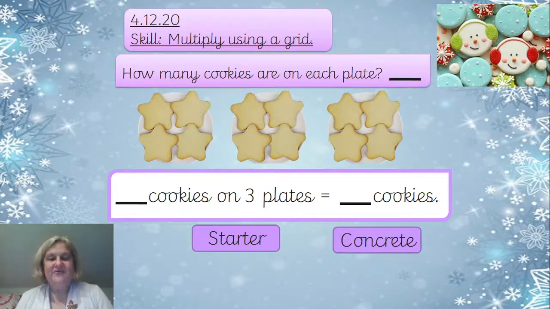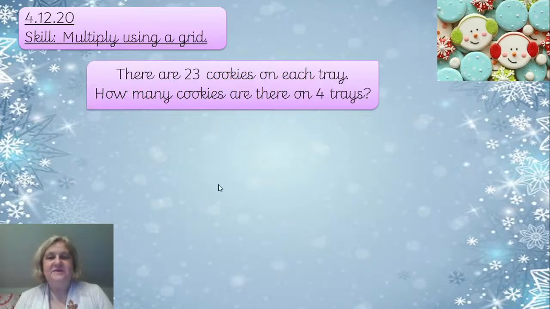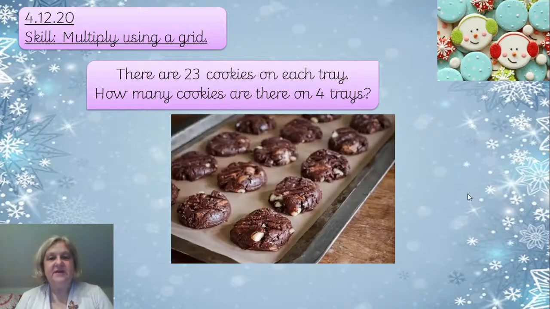And hopefully you've got that there are 4 cookies on the 3 plates, so that's 3 lots of 4 cookies, and the answer is 12, and you can count them up in 4s: 4, 8, 12 to get your 12 cookies. Hopefully you've got that right. So here's a little one for you to have a think about.